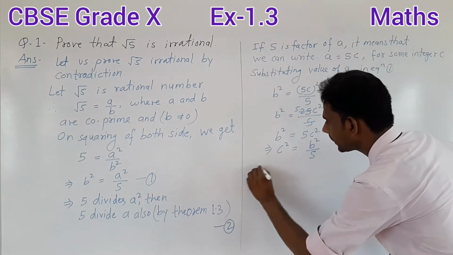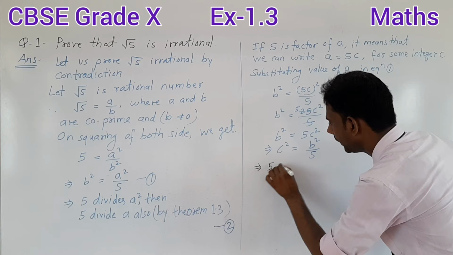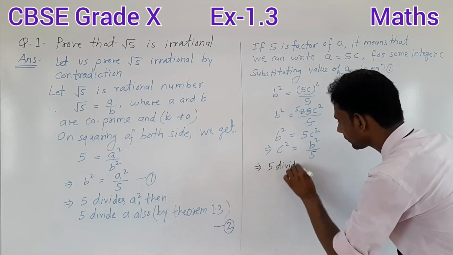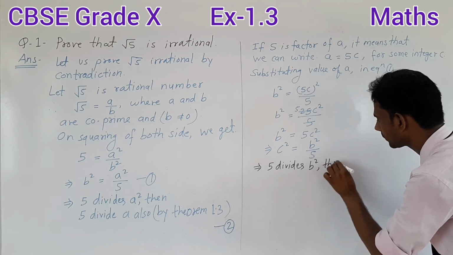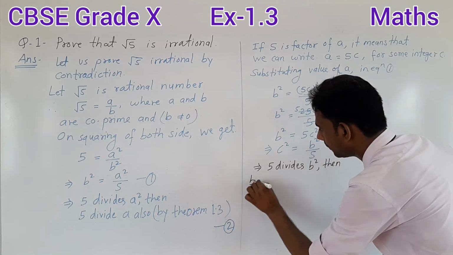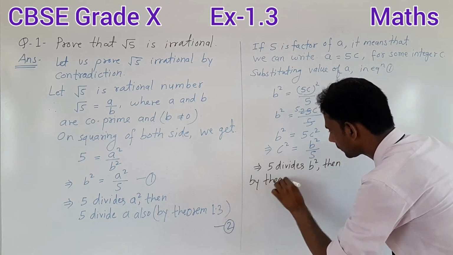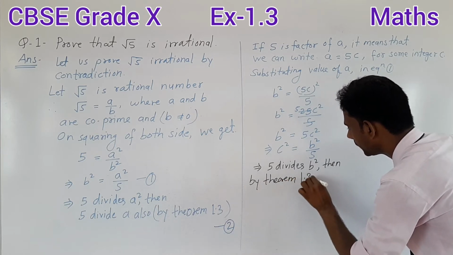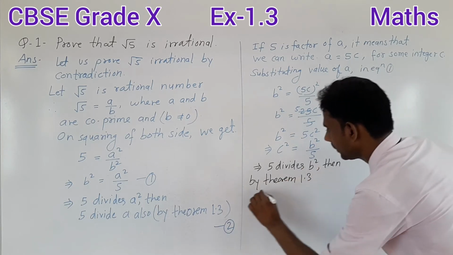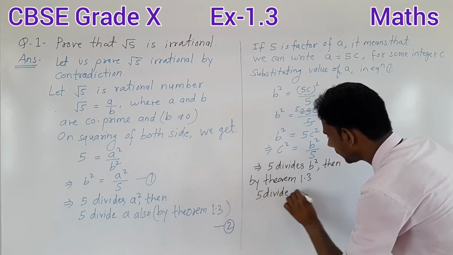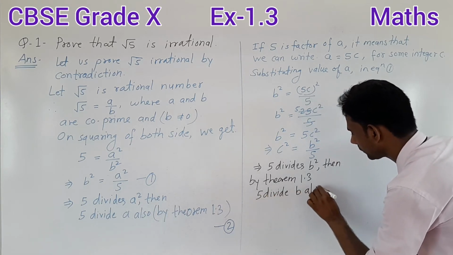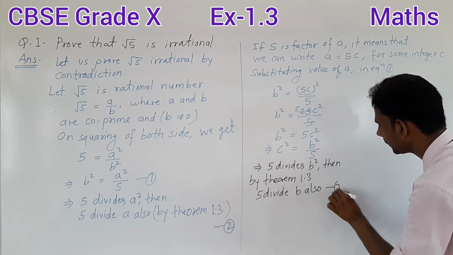This implies that 5 divides b square. Then by theorem 1.3, 5 divides b also. This is equation number 3.